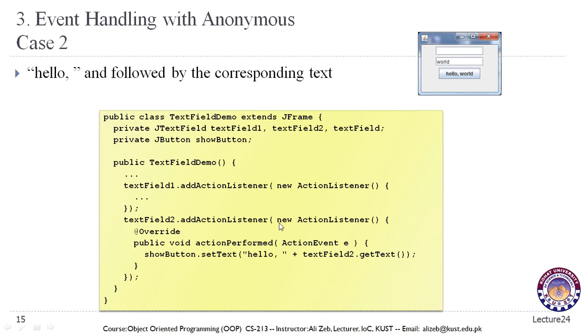That is, in this case, when we click on the second text field, what should happen is, as you can see, the action listener is associated with the text field. So when we click on the text field, the text on the button should change, and that should be set to a hello concatenated with the text in this second text field.